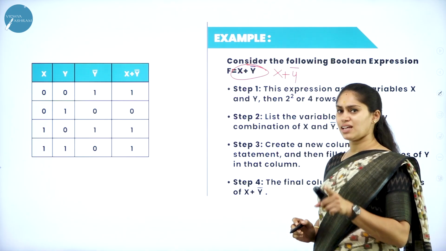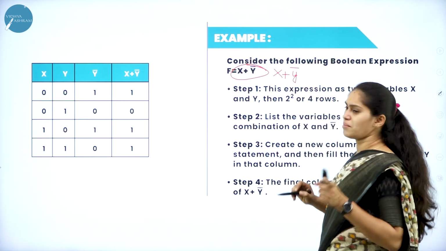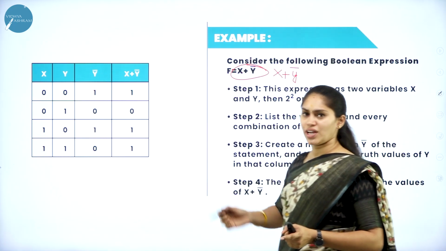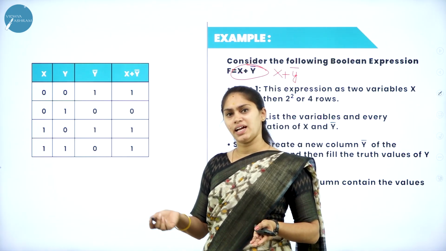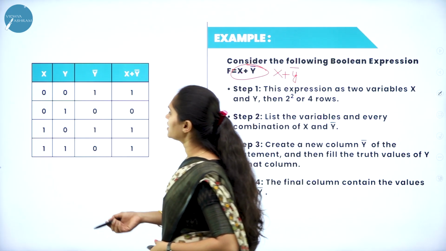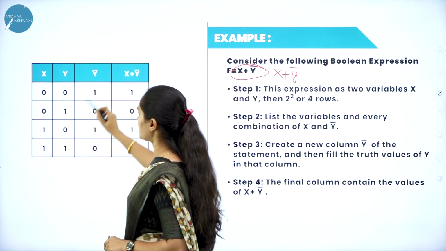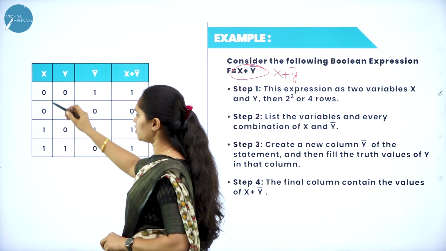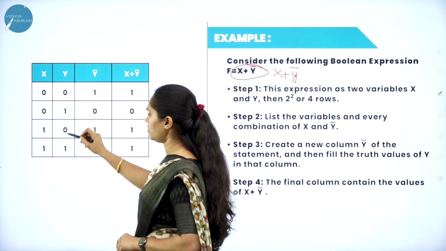I'm just going to deal with x and y. What do you mean by this y bar, or y complement? That is logical NOT. I have to change the value of all the y to its complement. So here x, y, and I'm going to create one more column called y bar. How am I going to write the values? 0, 0, 1, 1, 0, 1, 0, 1.